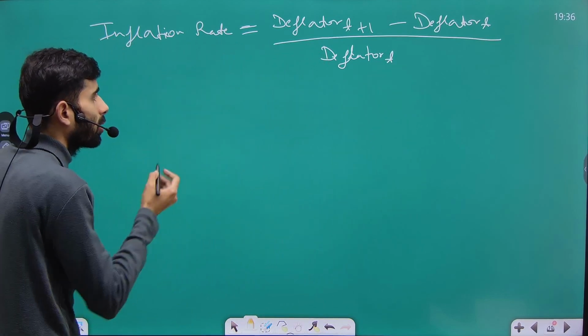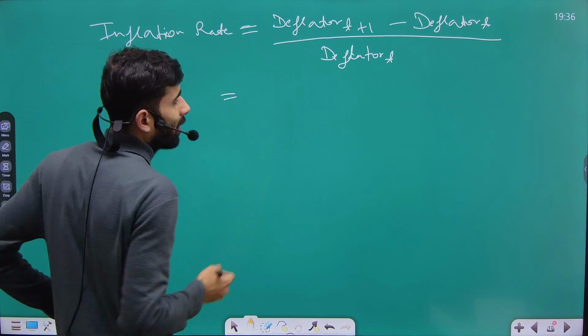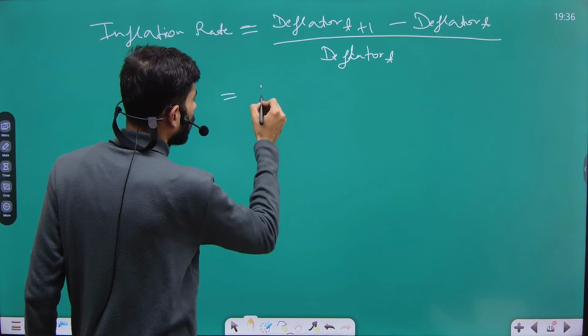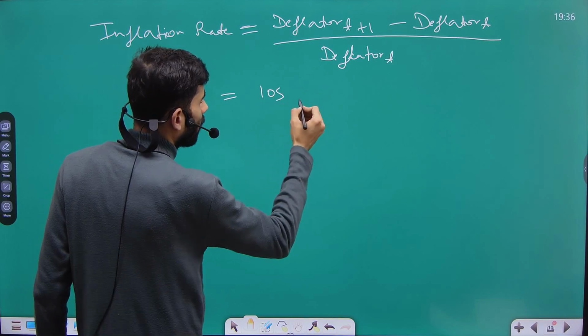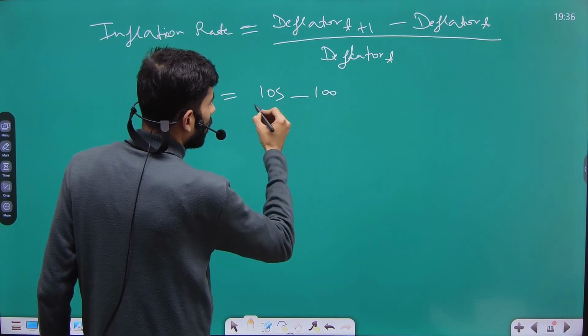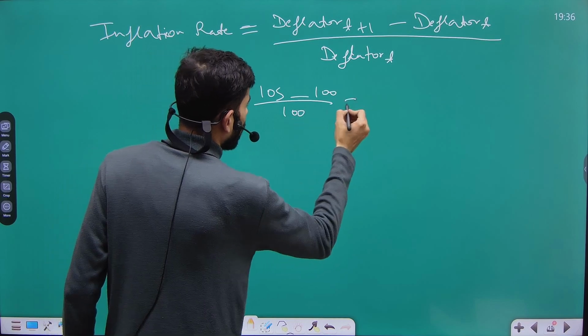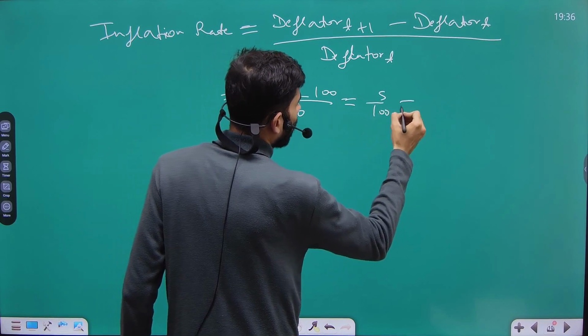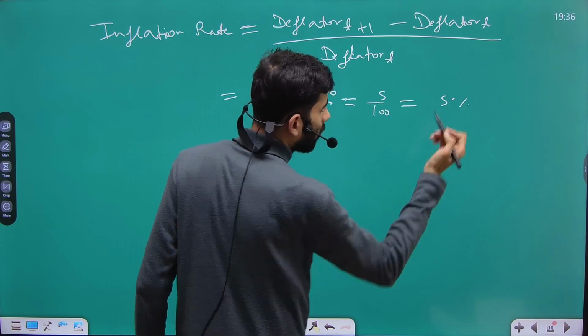So let's take an example. Suppose in year T plus 1, GDP deflator rises to 105 and in period T it was 100. Then our inflation will be 5 upon 100. In percentage terms it will be 5%.